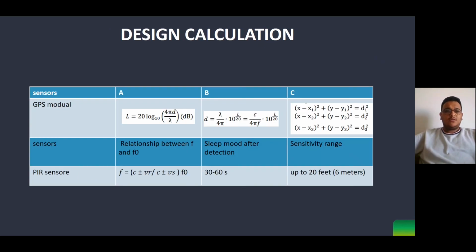On my design calculation, on GPS module, there are 3 different ways to calculate the location. As you can see, the part A and B and C. And on my PIR sensor, the relationship between observed frequency and obtained frequency. And when my PIR sensor detects any person, it has the 30 to 60-second sleep mode. And my sensing range from my PIR sensor is 6 meters.